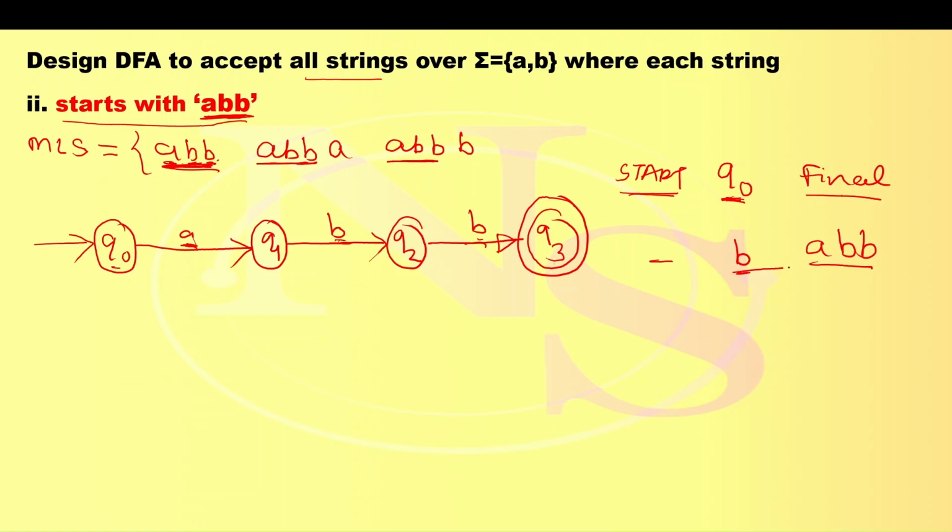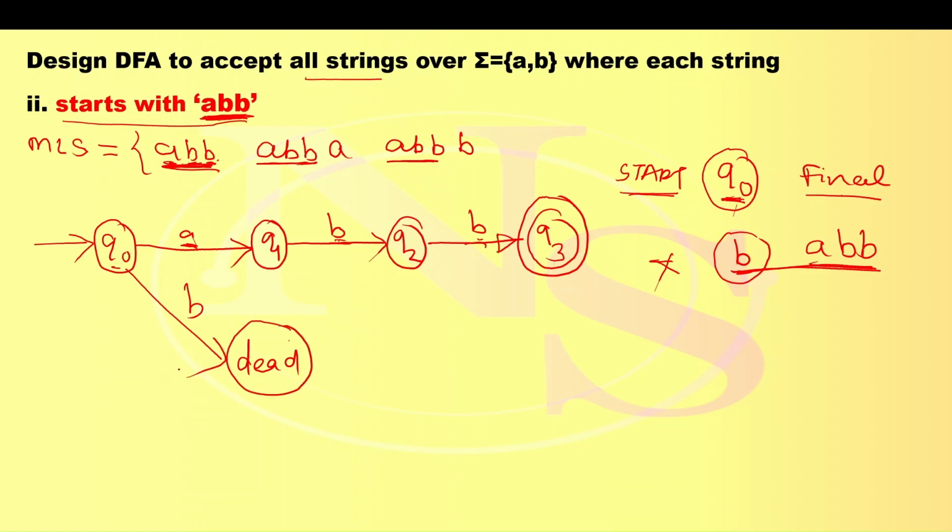So is this a valid string, BABB? Check your condition. Our string should start with ABB, but this string becomes BABB. So this is not a valid string because it's starting with B. Hence this is an invalid string. The transition for symbol B from the state Q0 should go to the dead state. So I am writing here the transition for B from Q0 to the dead state. Hence this Q0 is deterministic, with a transition for A as well as for B.